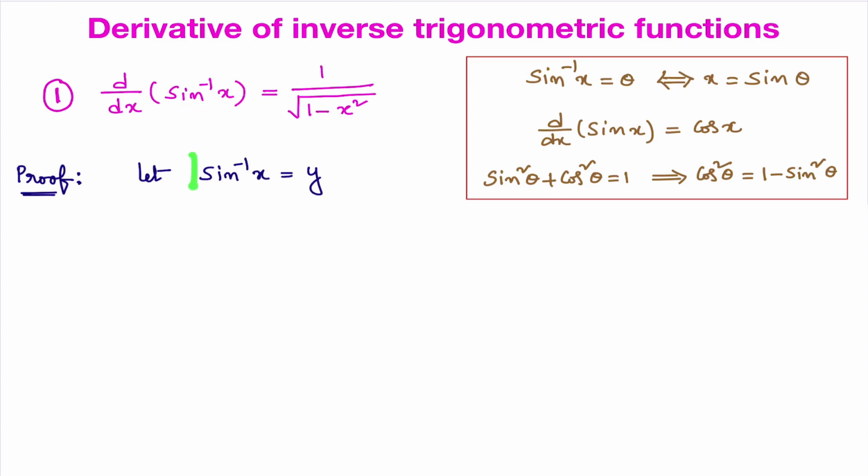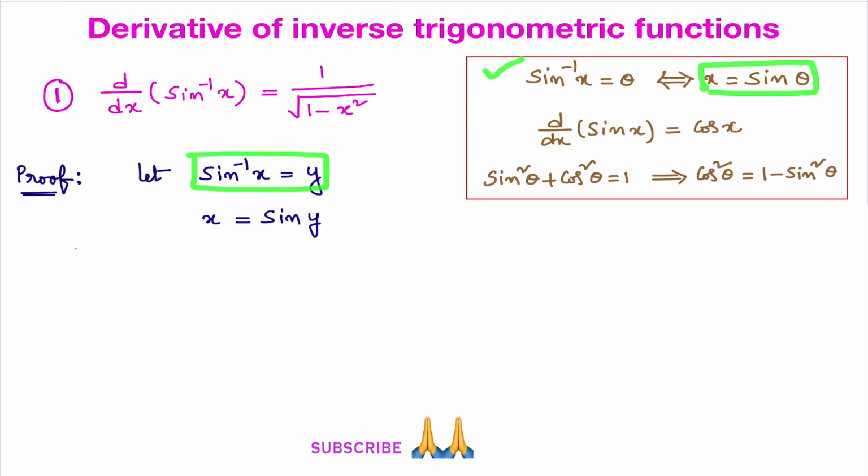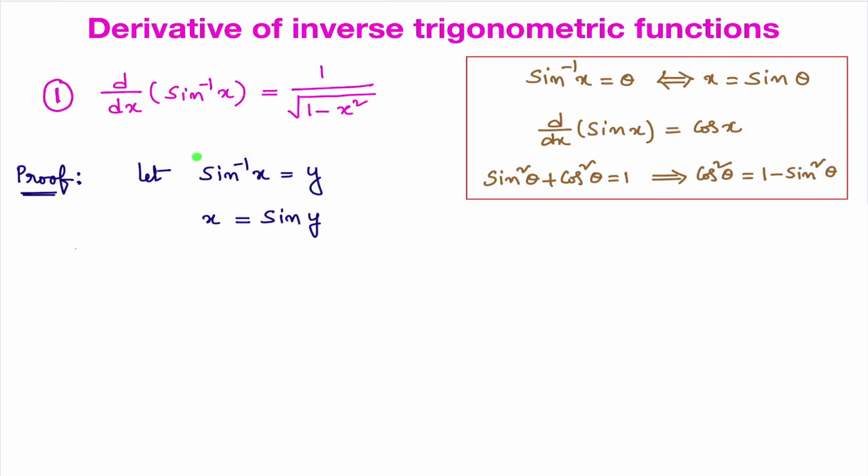Now, you see this point, sine inverse x equal to y. You see this formula box, whenever we see sine inverse x equal to theta, I can write x equal to sine theta. So here, sine inverse x equal to y is there. No? From this formula, what I can write? I can write x equal to sine y. You just take sine inverse to this side. X equal to sine y.